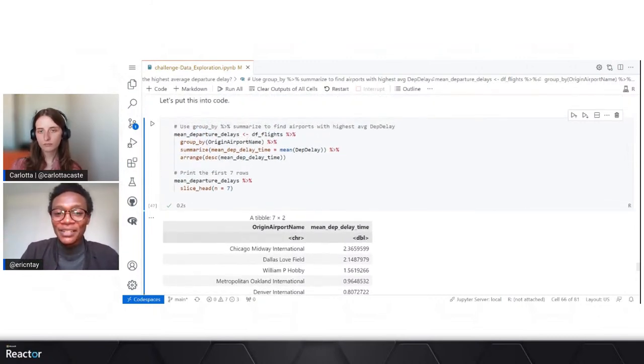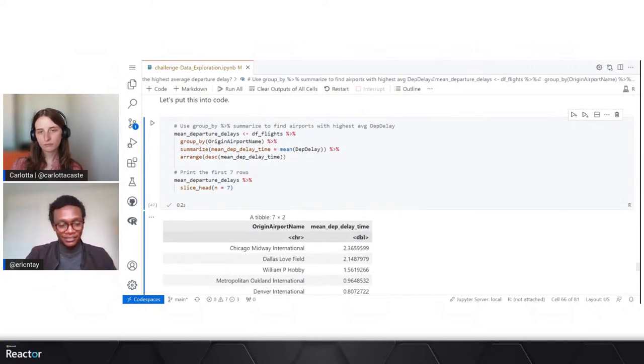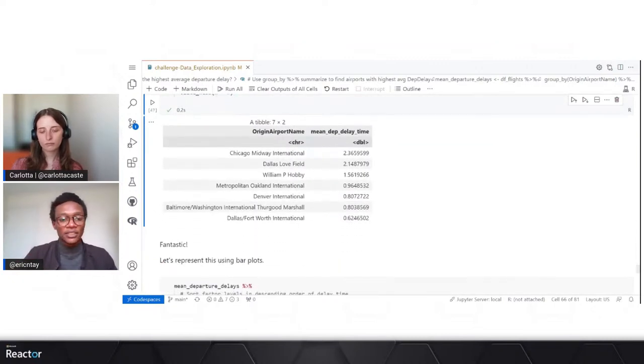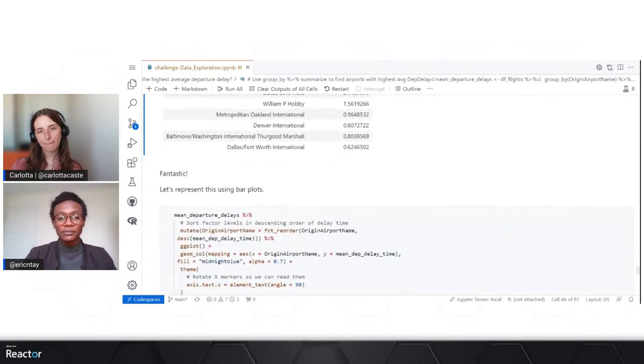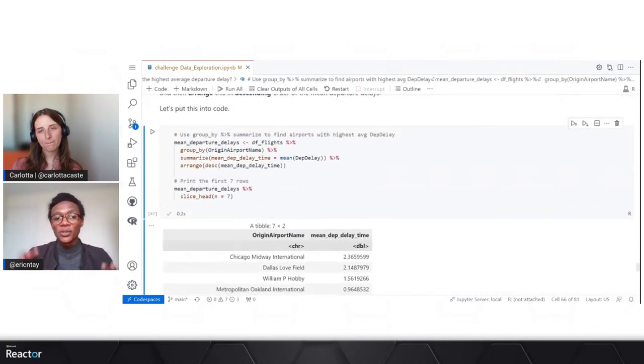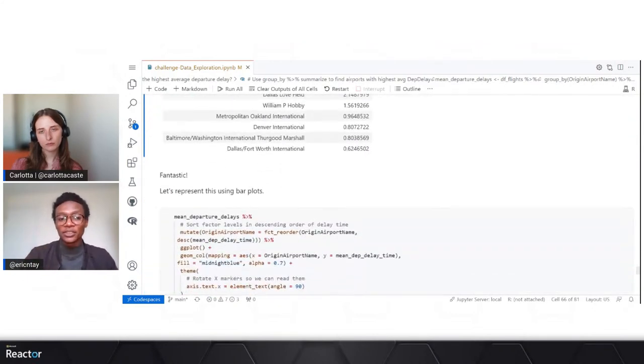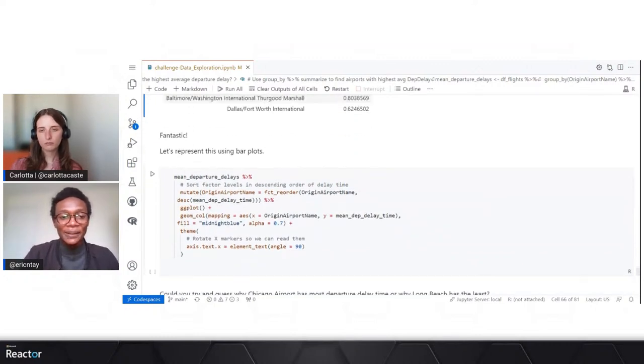So that could be of interest, seeing the origin airport name really does not have a big influence on the mean departure delay time. So again, we can use this data transformation in conjunction with a plot and see this visually.